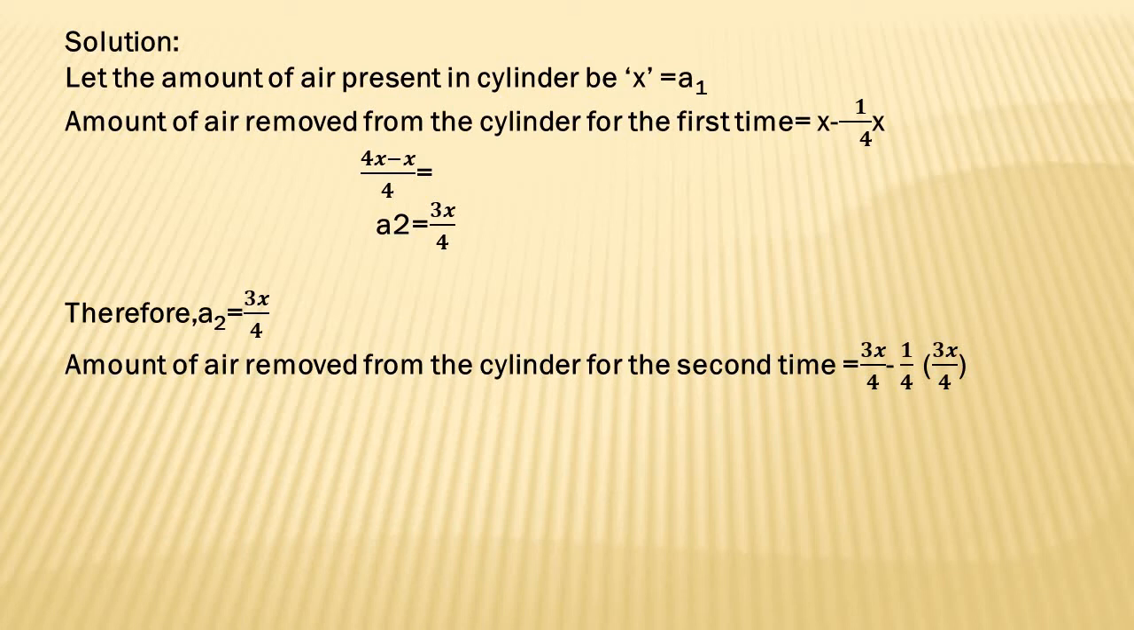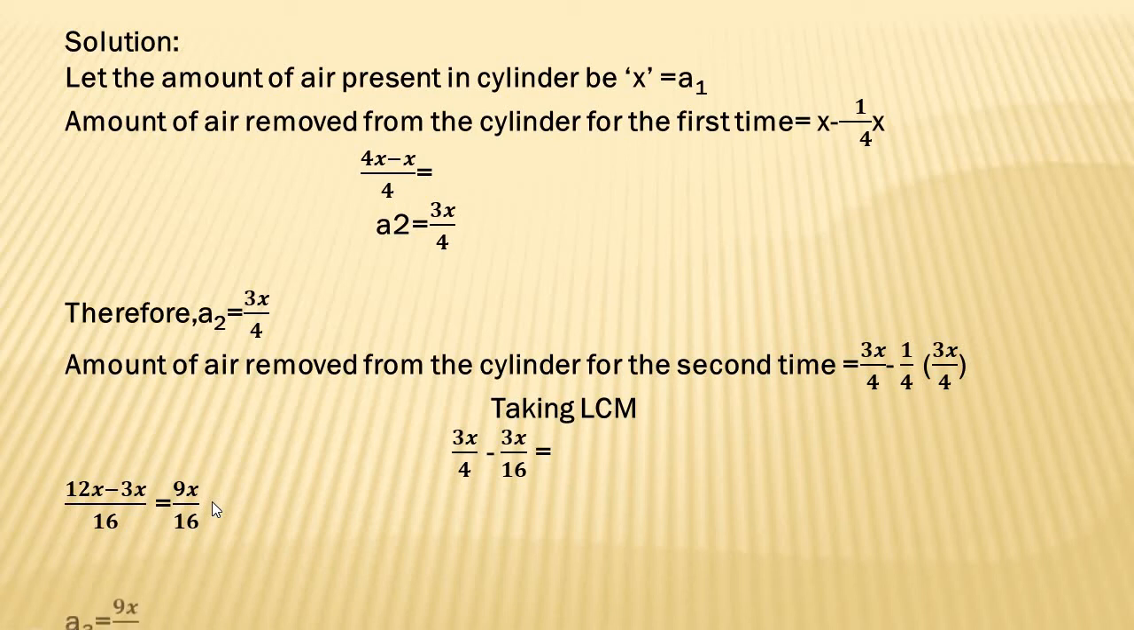In this case, just multiply. 1 into 3x is 3x, by 4 4s are 16. So now we have to take the LCM. Just take the denominator being 16, and then if you multiply, you get 12x minus 3x, which is nothing but 9x. Okay, 9x by 16 is our third term.